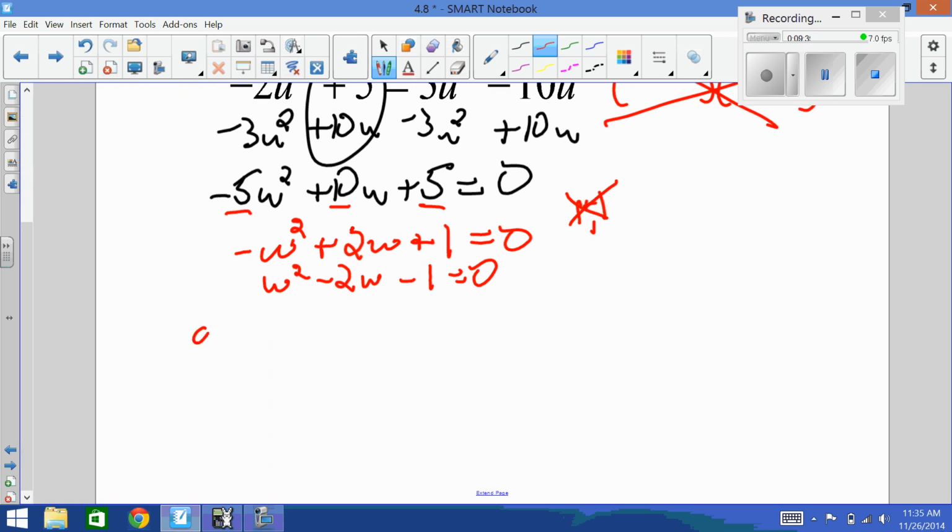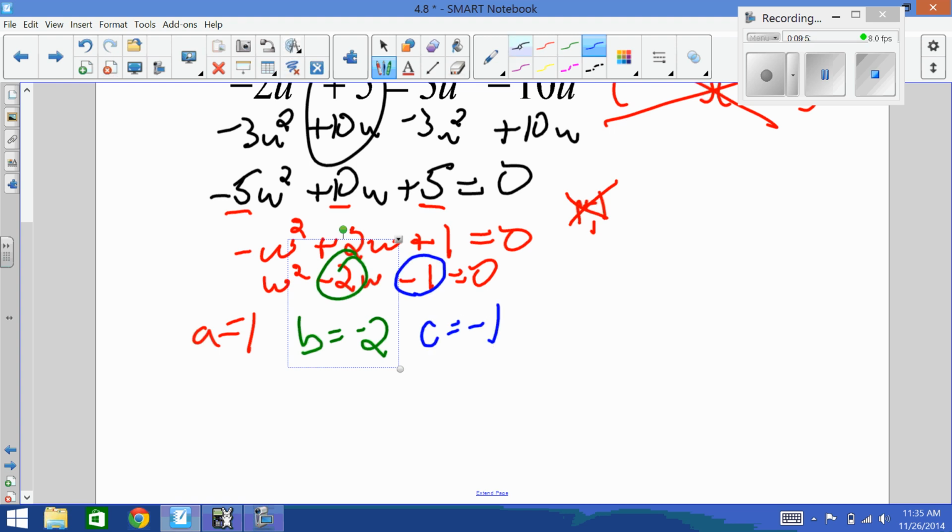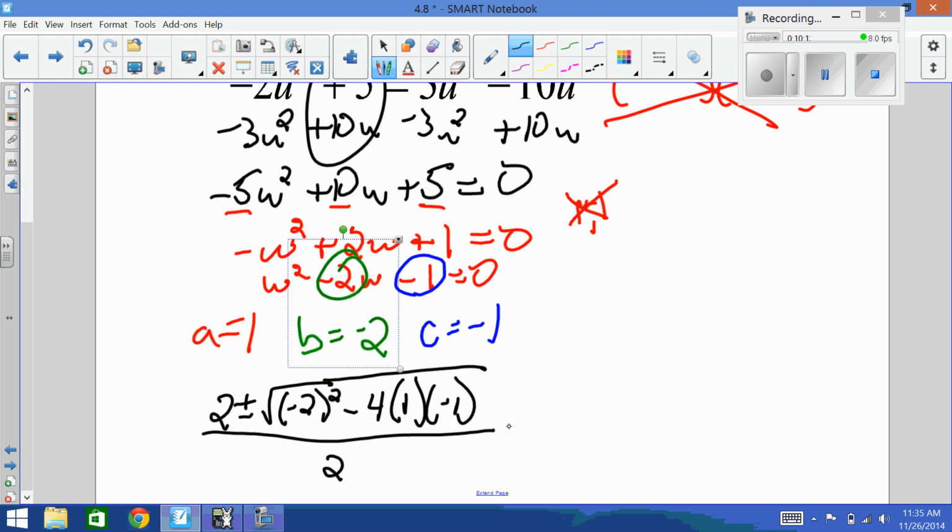So here, A is 1, B is negative 2, and C is negative 1. So negative b, so be positive 2 plus or minus the square root of negative 2 squared minus 4 times a times c all over 2 times a, which is 2. All right, so that gives me 4 inside there, so it'll be 4. And remember, that's always positive. Negative 4 times 1 times negative 1 is positive 4.